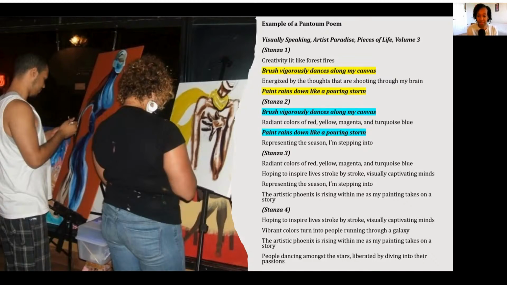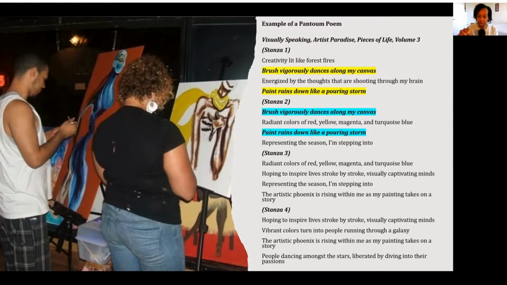Brush vigorously dances along my canvas. Radiant colors of red, yellow, magenta, and turquoise blue. Paint rains down like a pouring storm, representing the season I'm stepping into.